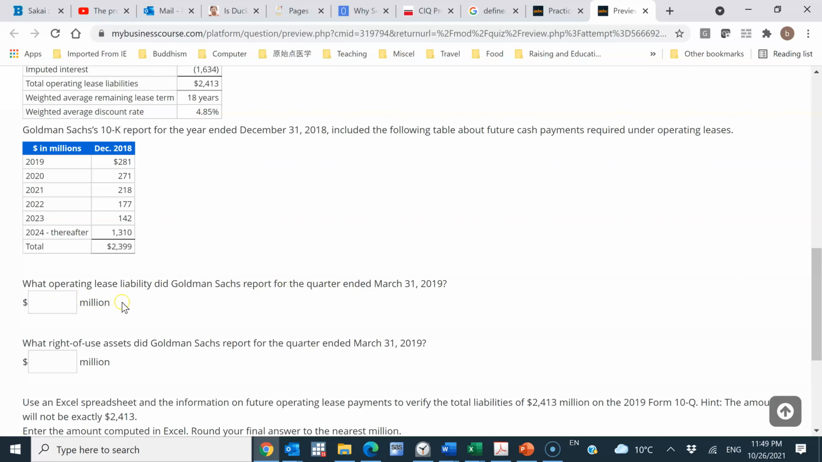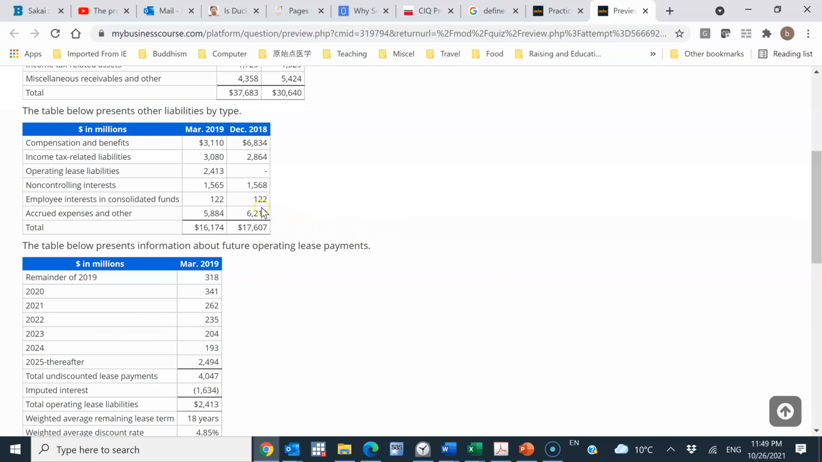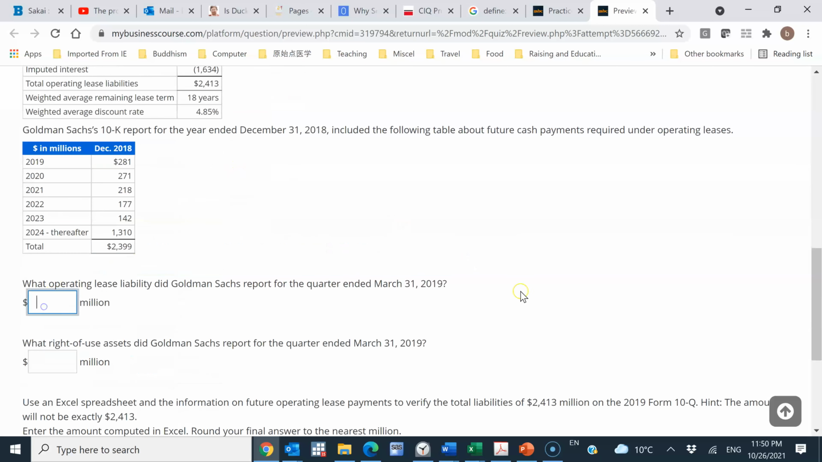What operating lease liability did Goldman Sachs report for the quarter ended? That's directly from the balance sheet, right? The table below represents other liabilities by type. So that's operating lease liability. That's right here, 2413. So we just copy that number.